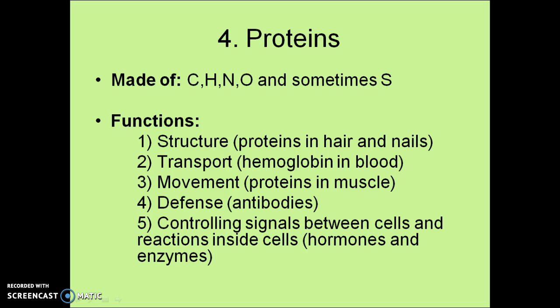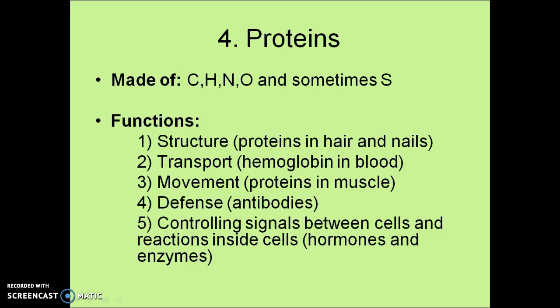At this point, we've talked about three of the macromolecules: carbs, lipids, and nucleic acids, and we're about to go on to the fourth macromolecule, which is proteins. Proteins contain the elements carbon, hydrogen, nitrogen, oxygen, and sometimes they contain sulfur as well. Proteins are known as the workhorses of the cell because they have many different potential functions.